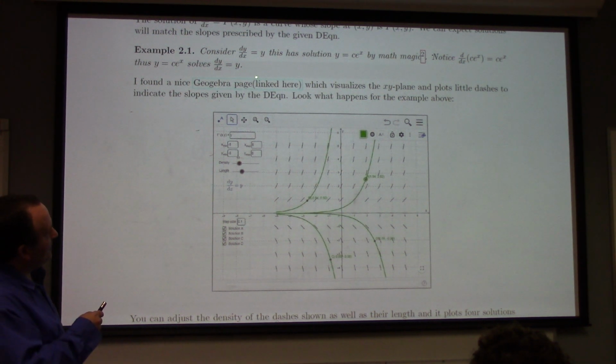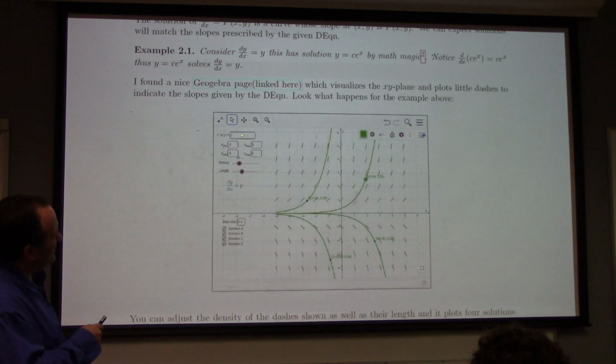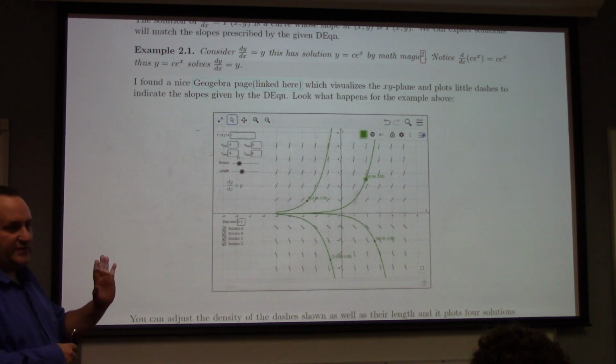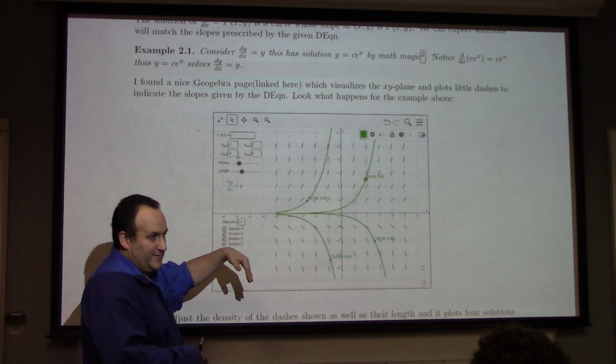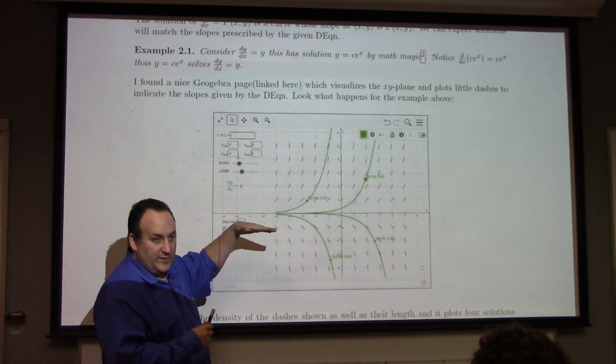And if you click on that link right there, it'll take you to here. What you're looking at, it's kind of hard to see, but that's, I think, y prime. Anyway, basically this just means dy/dx equals y. What these little dashes are, imagine you had a tangent line, right? What would the slope be? Well, the slope is given by y, right? dy/dx equals y.